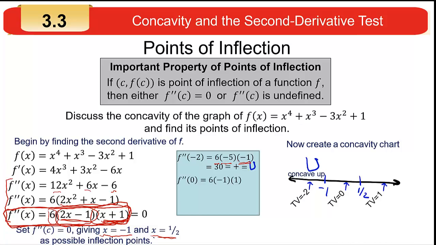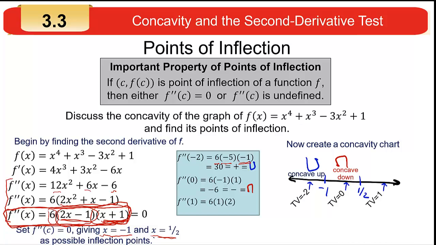Then I move to the second test value of 0. Same thing, plug it in, and you get 6 times minus 1 times 1. That comes out to be minus 6. That's negative, which means it's concave down in that interval. Put that on the concavity chart.